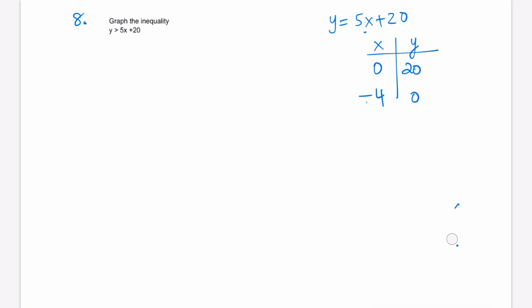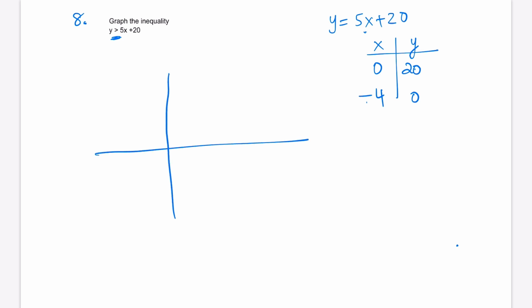Alright, now let's do the graph. When I do the graph, I have to decide whether to use a dotted line or a bold line, right? So I have to go back and check the inequality. I don't have the equal to sign, so I'm going to choose dotted lines when I connect these 2 points.